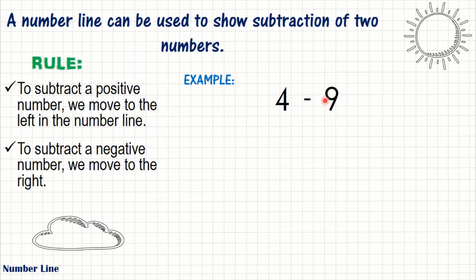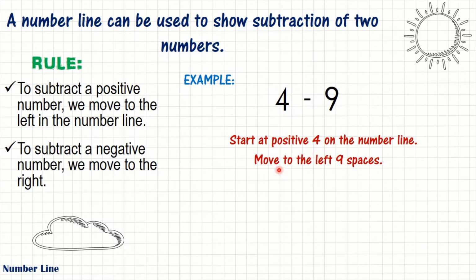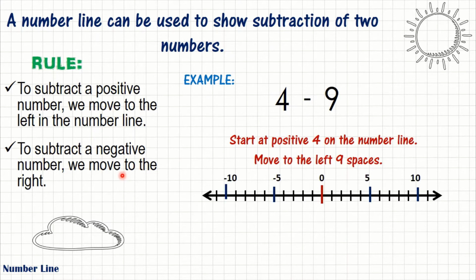If we have 4 minus 9, first start at positive 4 from our minuend on a number line. And then, move to the left 9 spaces. Since ang 9 natin ay positive, we are going to move our point to the left. So, in our number line, start with positive 4. So, here is the positive 4. Itong point na ito. And then, move 9 spaces to the left.